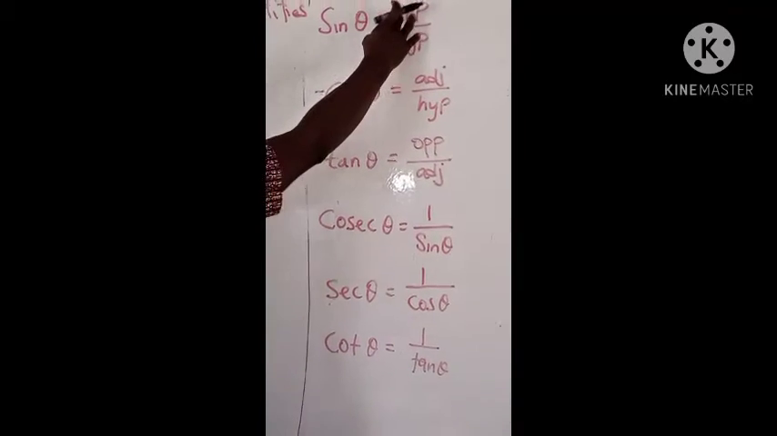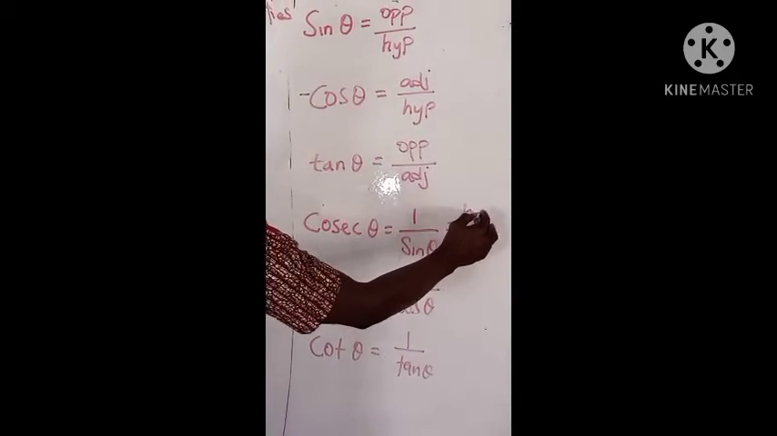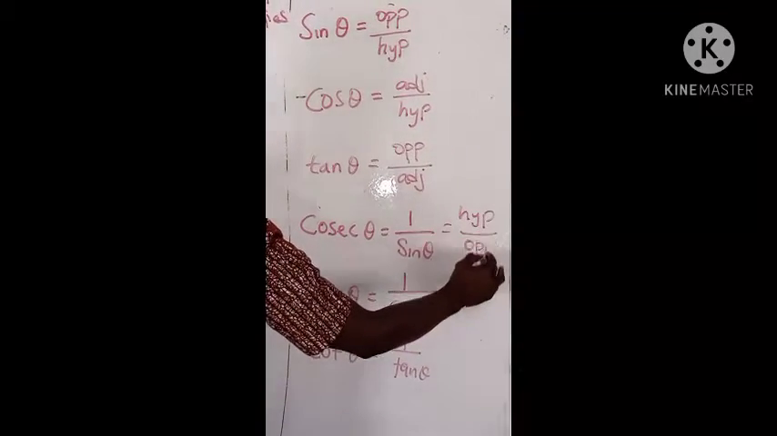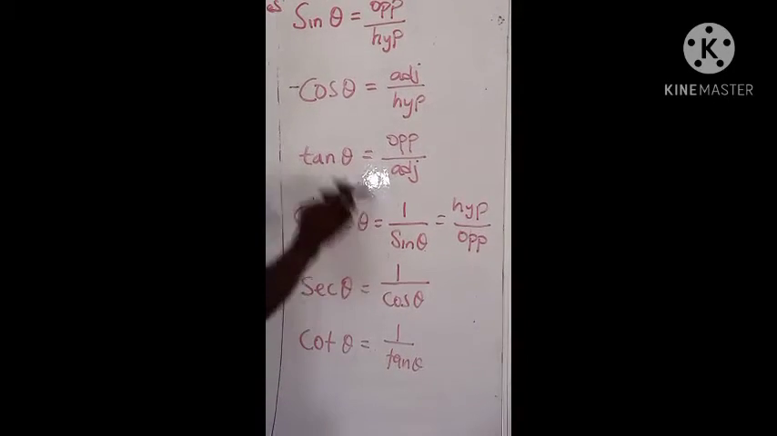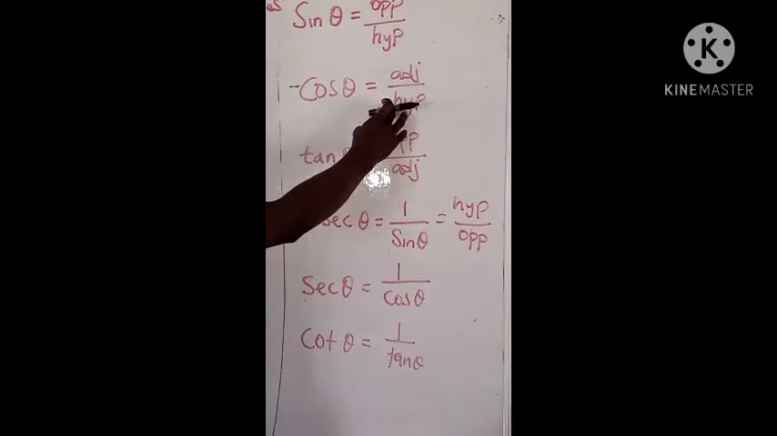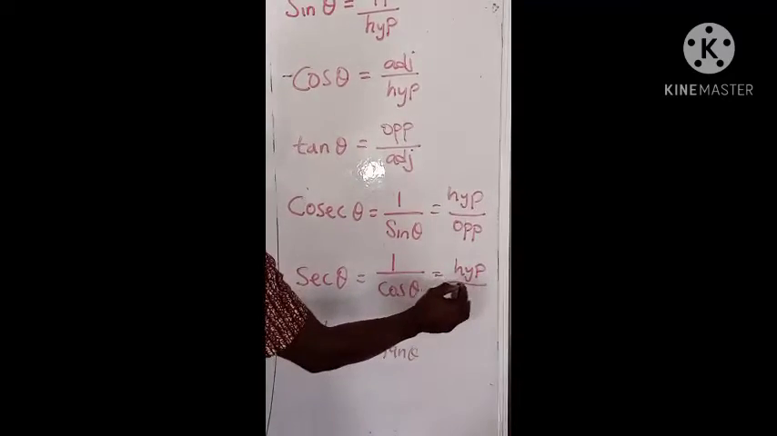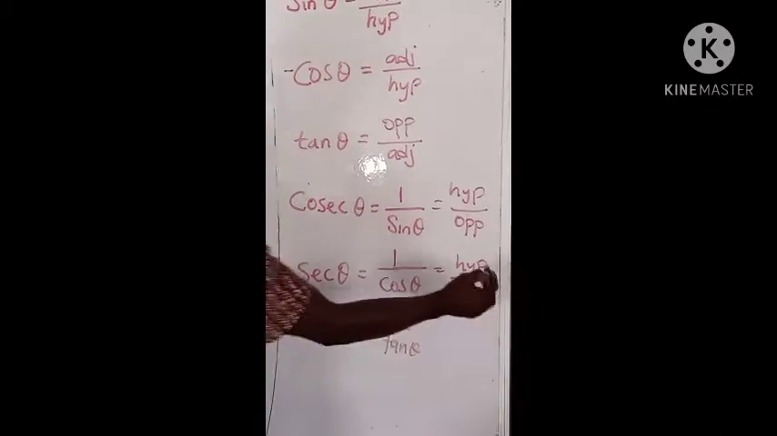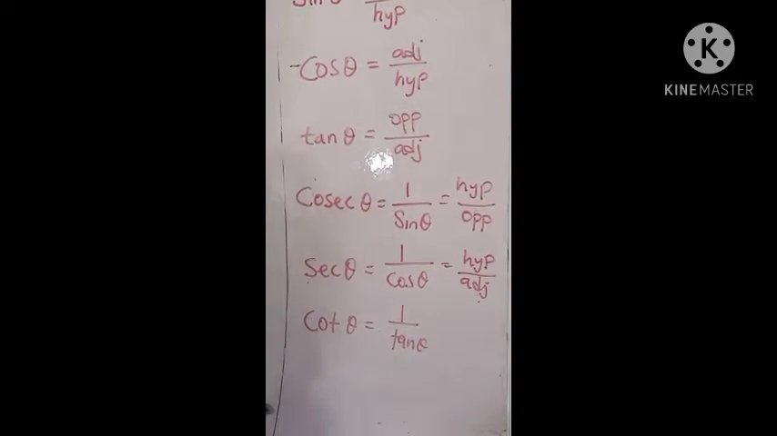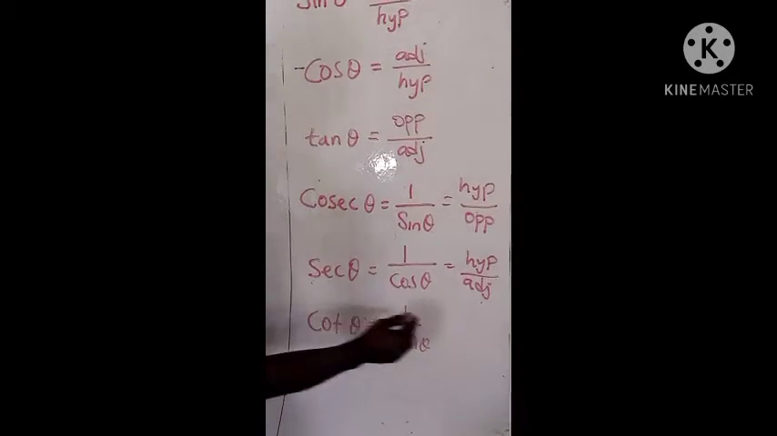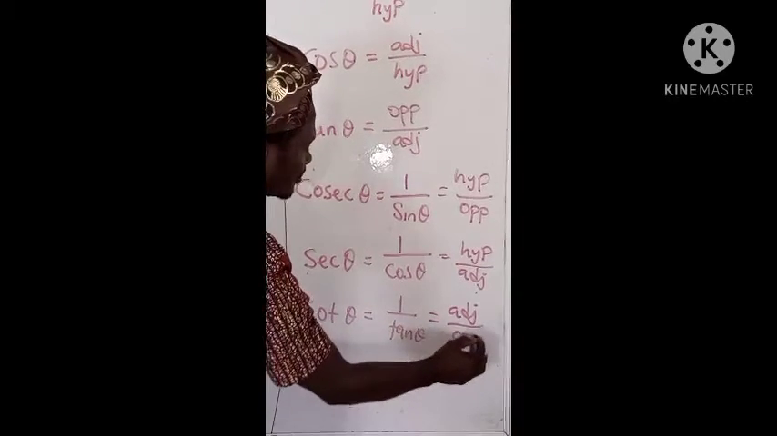Now we know sine theta to be opposite over hypotenuse. So cosec theta will be hypotenuse over opposite. We also know sec theta as the inverse of cos theta. If cos theta is adjacent over hypotenuse, sec theta will be hypotenuse over adjacent. If tan theta is opposite over adjacent, its inverse, which is cot theta, will be adjacent over opposite.